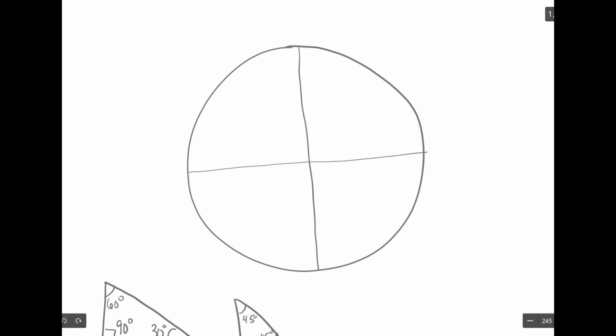So I start with 0 degrees. What's next? Let's count by 90s. 0, 90, because this is a right angle. So that's a 90 degree angle. 180 is halfway around. 270, and then I'm back to 360.